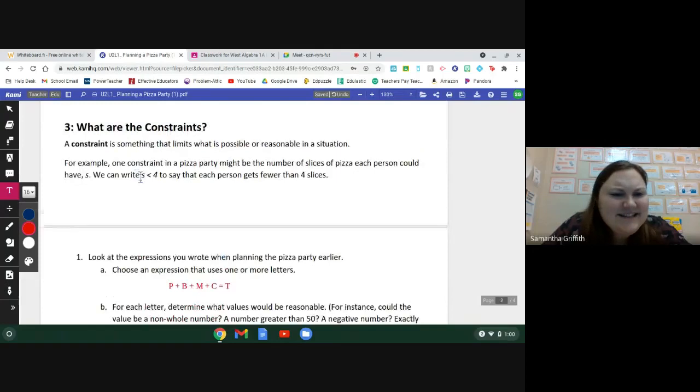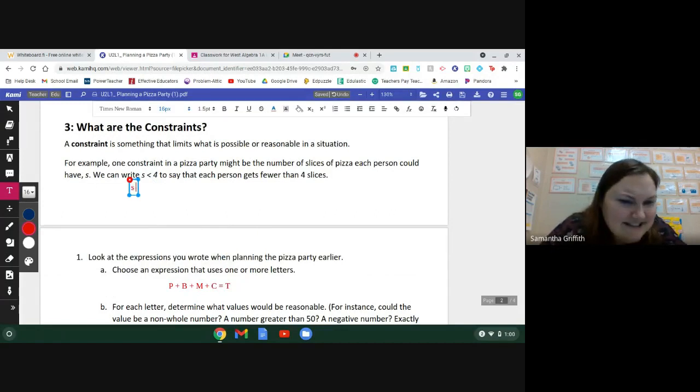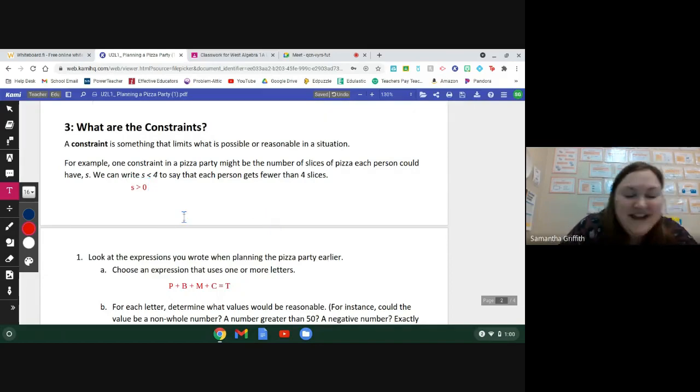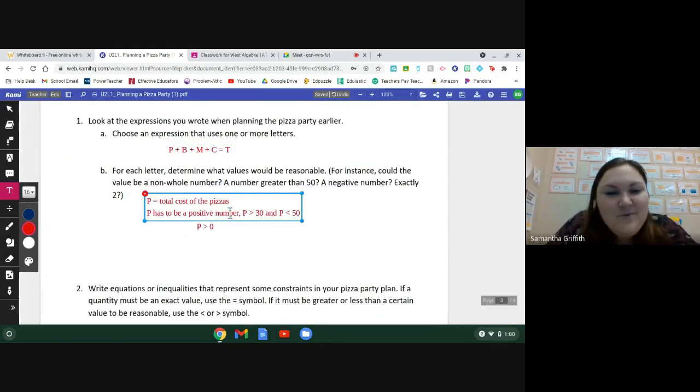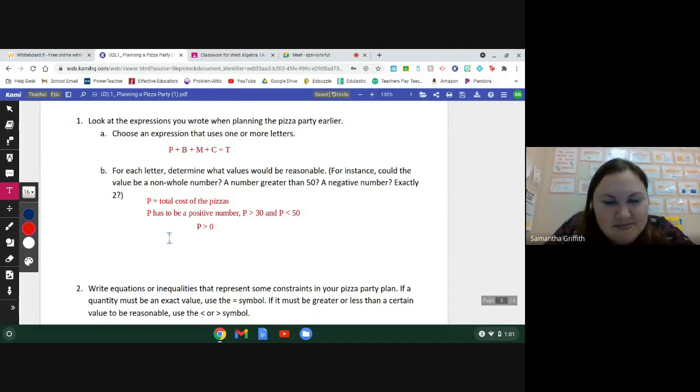So this example we had earlier with the slices of pizza, S is less than 4. We could have also said S, the slices, needs to be greater than 0 because you have to have a positive number of slices. It can't be negative. You went a little more specific though, Deborah. You said we're going to spend between $30 and $50 on that pizza. So we're saying P is greater than 30 and P is less than 50.